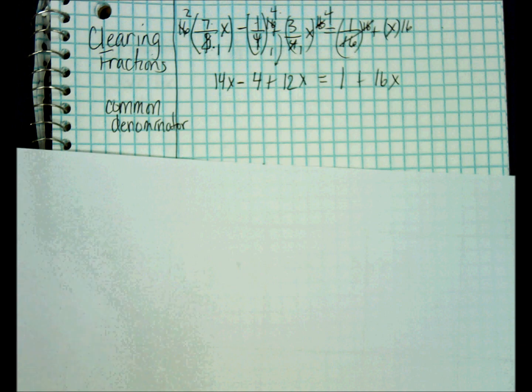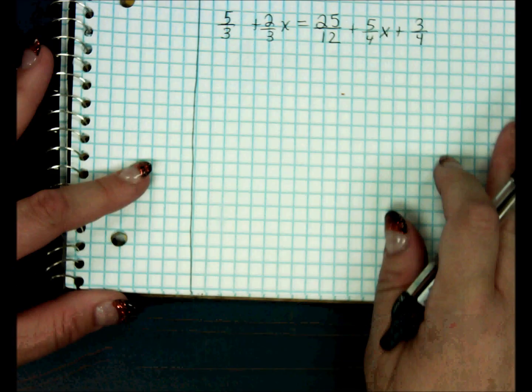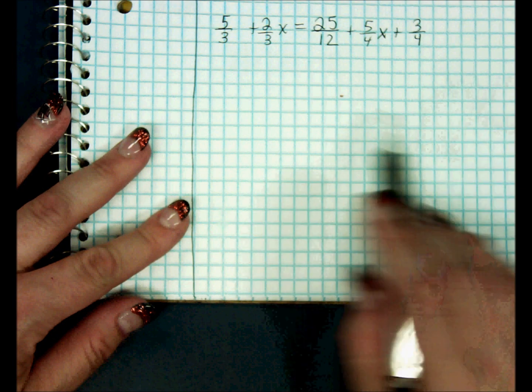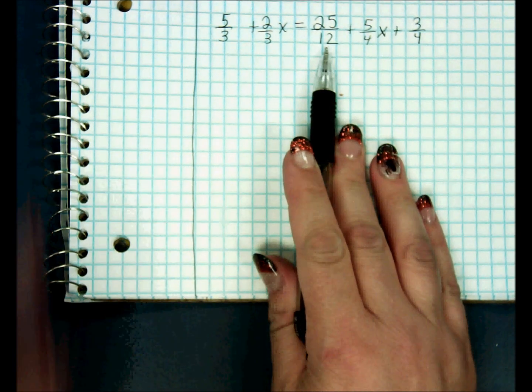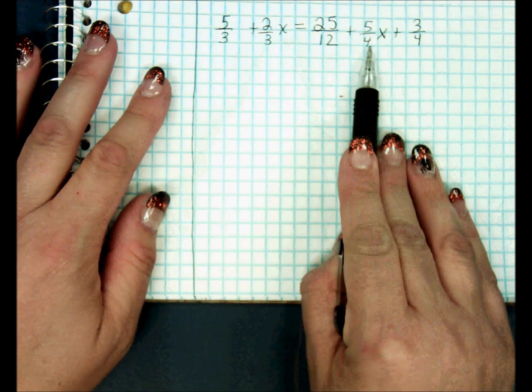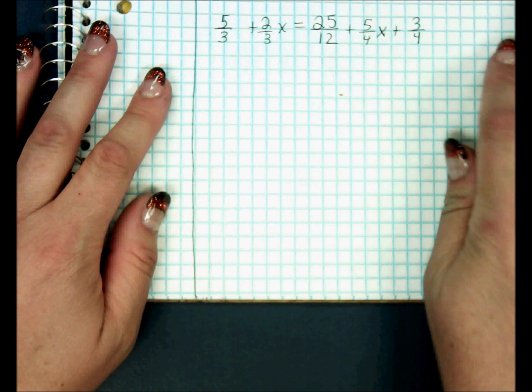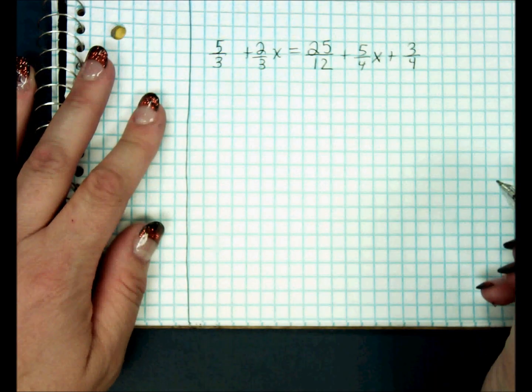I'm going to stop there, because really the point of that lesson was to make sure that you got the fractions to disappear. So we'll go ahead and do the next problem. Again, common denominator, the highest number is 12. So 3 times 4 is 12, 4 times 3 is 12. I can make everything equal 12, so that is my common denominator.